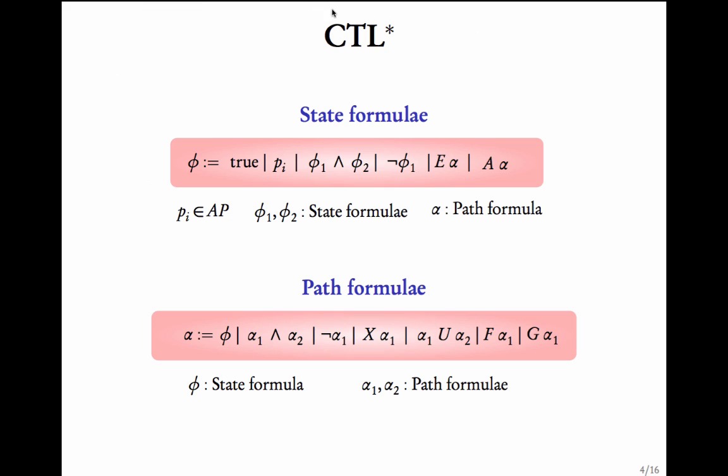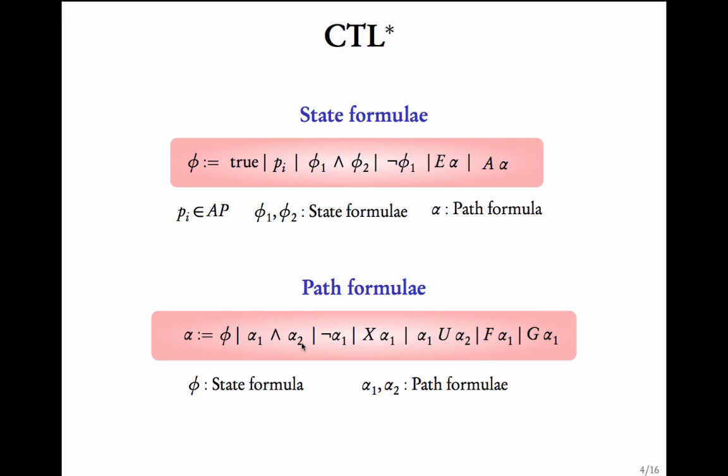So let me recall the syntax of CTL star first. We have state formulae and path formulae. State formulae are formed by this set of rules: true, pi, phi1 and phi2, where both phi1 and phi2 are state formulae, not of phi1, and these are the additional operators for talking about trees. This says that there exists a path that satisfies a path formula. This says that all paths satisfy this path formula.